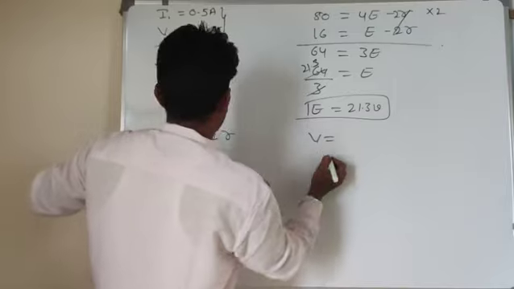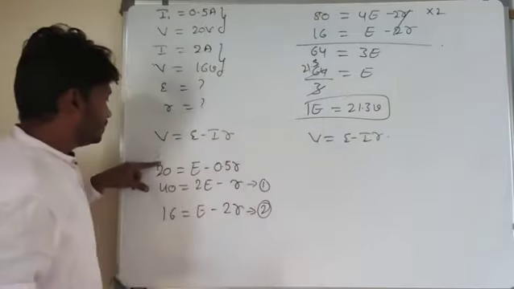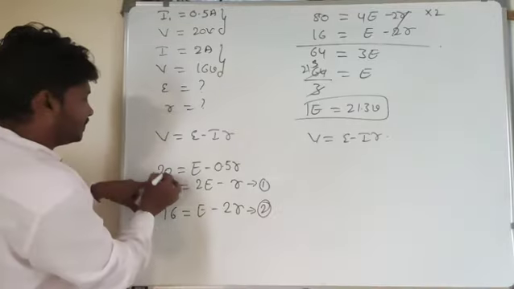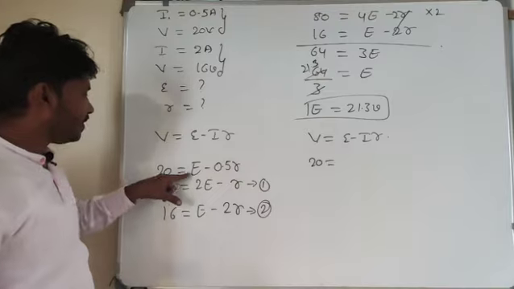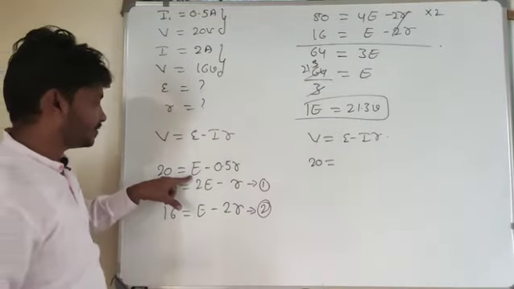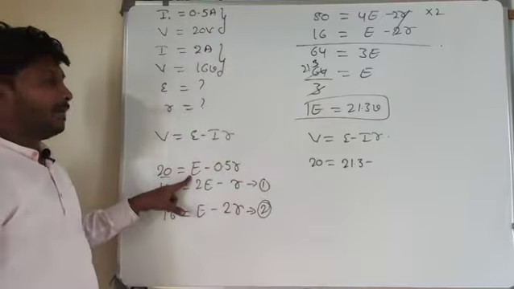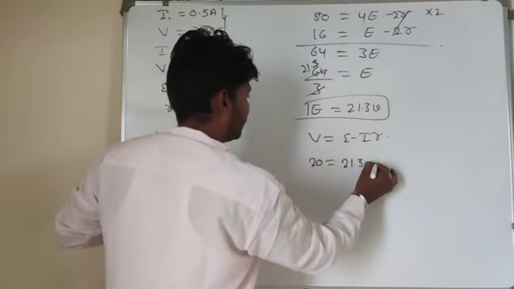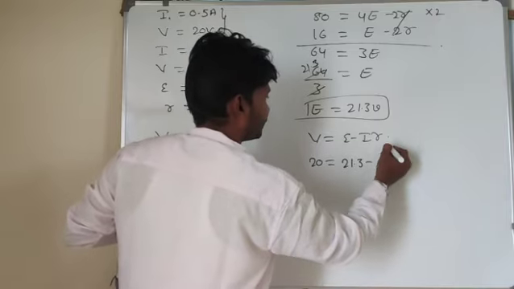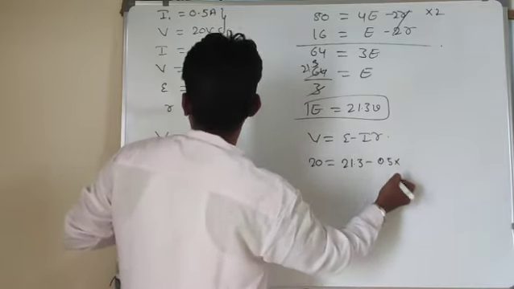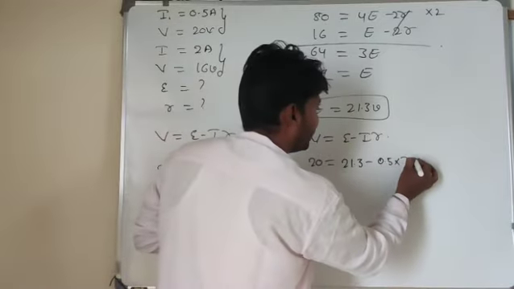Then I have to find out the internal resistance of the cell here. So again, V is equal to E minus I into R. I will fill in the values here. The terminal potential difference value is 20, EMF value is 21.3, minus the current value 0.5 into R, the internal resistance value, which only has to be determined here.